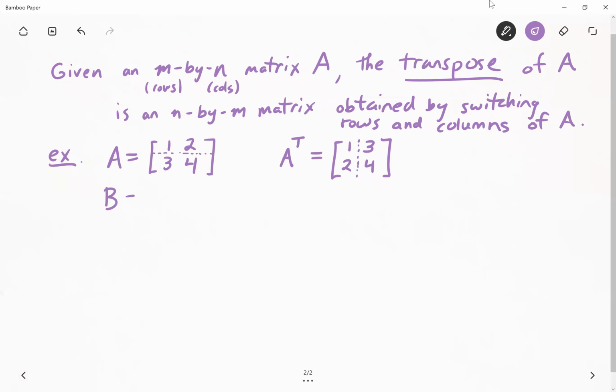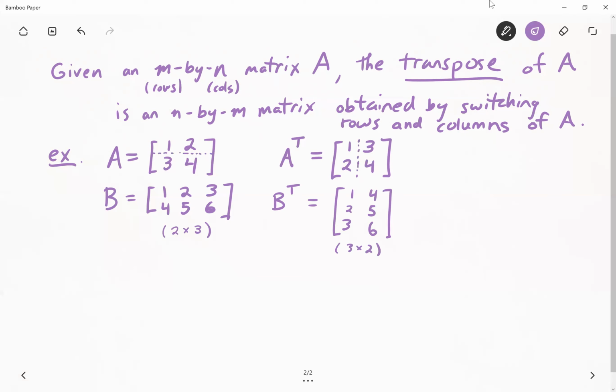For a slightly larger example, let's say we had the matrix B. Let's say this is a 2 by 3 matrix. So this is the 2 by 3 matrix 1, 2, 3, 4, 5, 6. So this is 2 rows, 3 columns. The transpose of B, written like so, would be a 3 by 2 matrix. So 1, 2, 3 down the first column, and 4, 5, 6 down the second column.